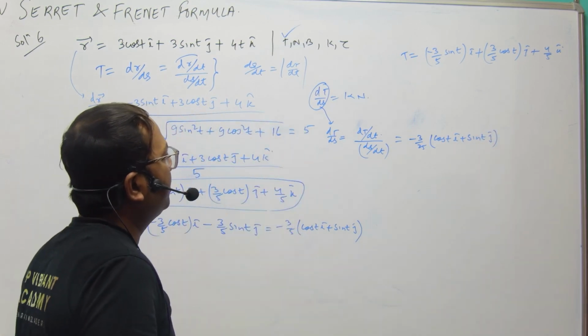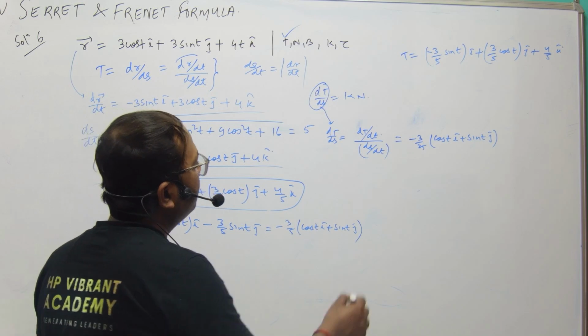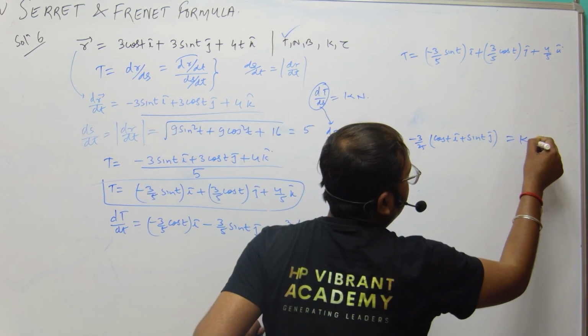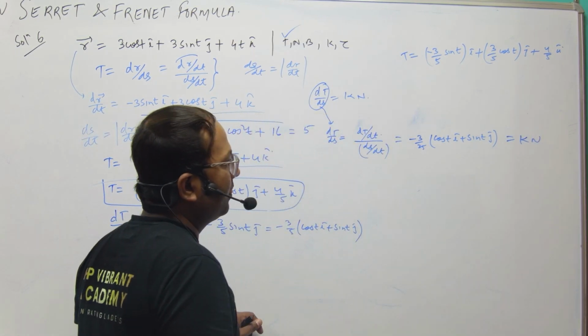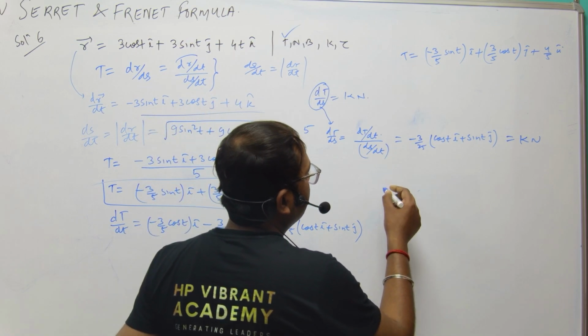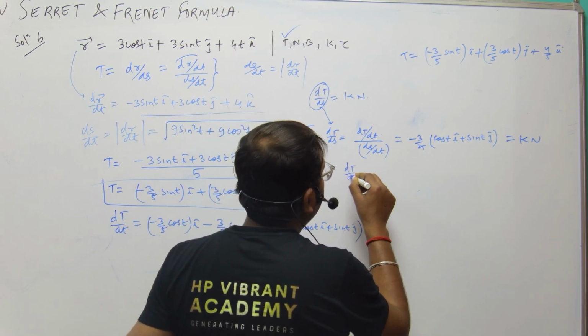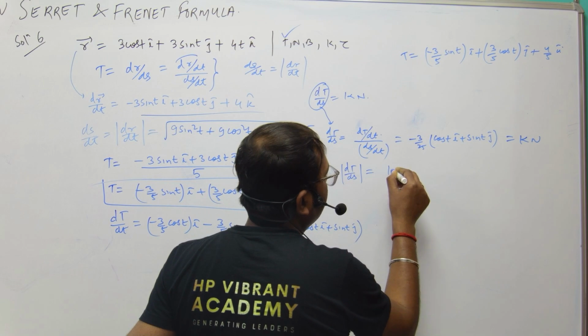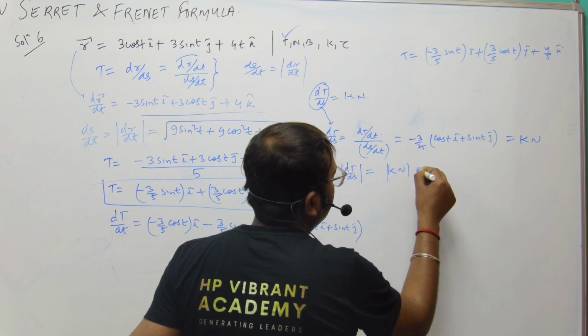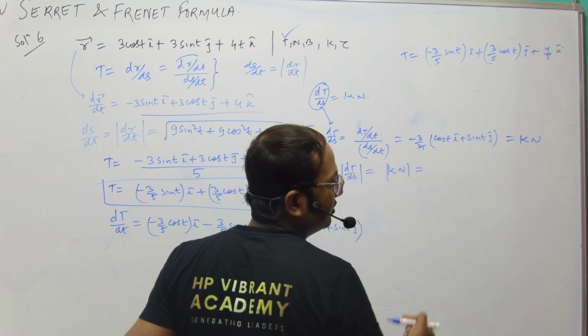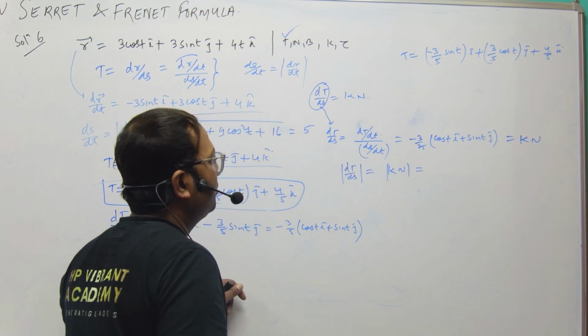The value of dt upon ds is equal to kappa n. Let us take the modulus here. We have the modulus of dt upon ds equal to the modulus of kappa n. Kappa is a scalar quantity, n is a unit vector, so the modulus of the unit vector is 1.